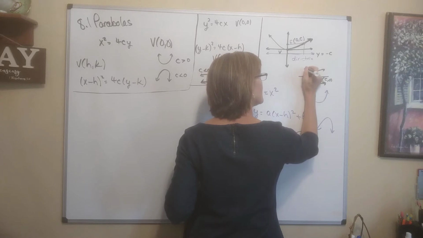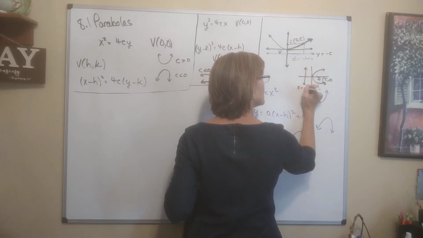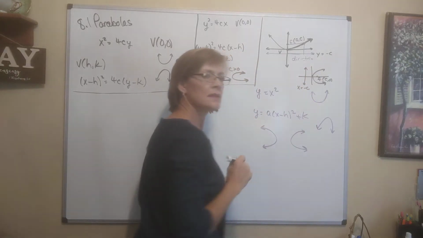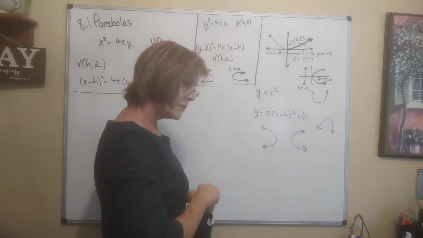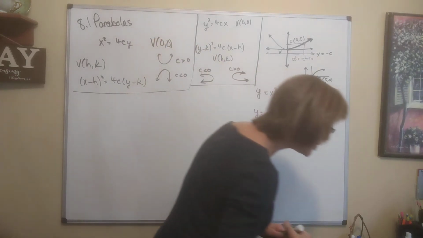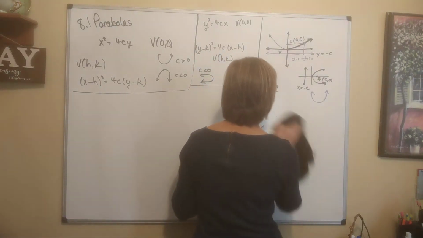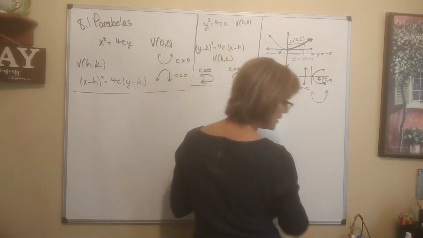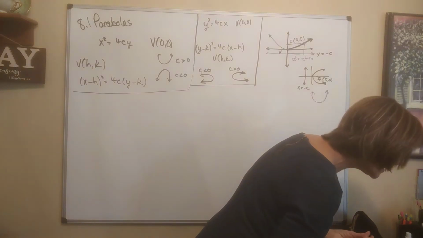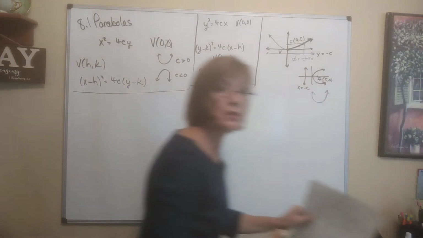It would be this vertical line, x is equal to negative c in that instance. Okay, number 1. They tell us that x squared is equal to 4y. And so they want us to identify a few things: identify the vertex, the focus, and the equation of the directrix.